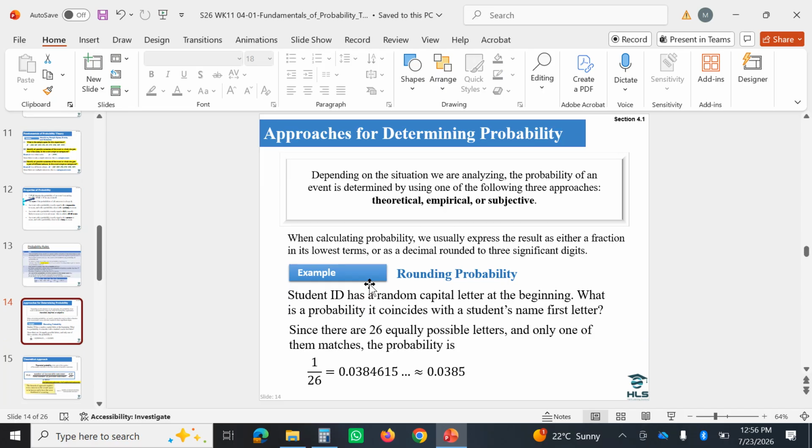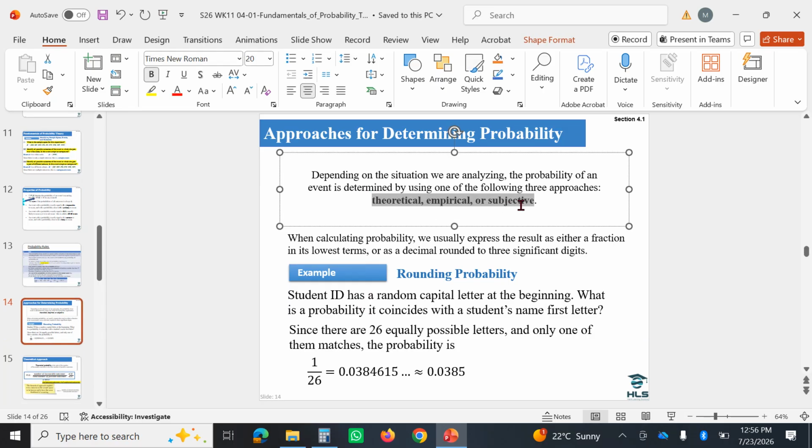Approaches for determining probability. You've got theoretical probability, empirical probability, and subjective probability, which is a no-no. Even the whole idea of calculating the odds, what does that really mean? Depending upon the situation we are analyzing, the probability of an event is determined by using one of these three approaches, and that's what we're going to look at in the next couple of slides.